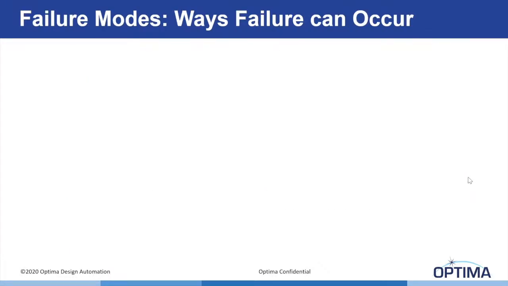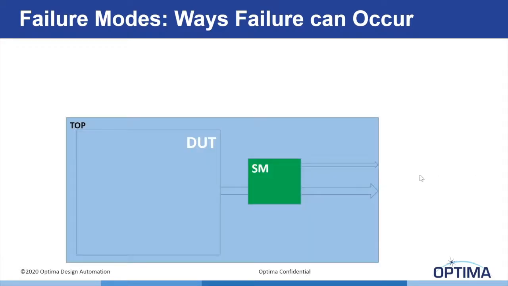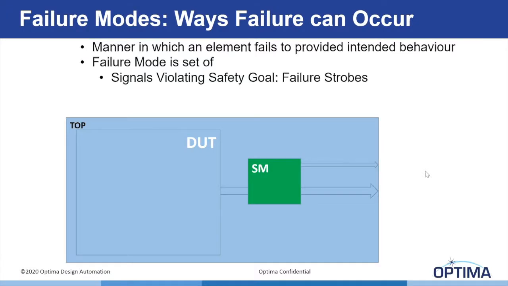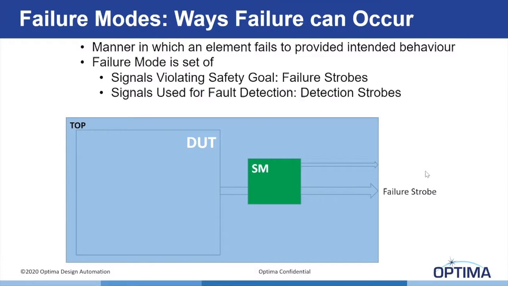The number of ways a failure can occur is defined in terms of failure modes. Let's consider a DUT and a top level module with a safety mechanism. A failure mode is defined as the manner in which an element can fail to provide the intended behavior. The failure mode is a set of signals violating the safety goal, which are called failure strobes, and signals used for fault detection are called detection strobes, for faults that cause failures.